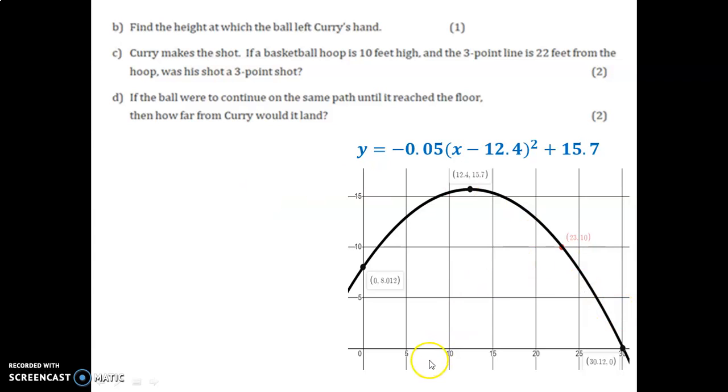Here's a graph just to help us visualize that. This is the point we want here because he's going to shoot from here, it's going to reach this maximum here, and then hopefully go in the basket here. So we're going to find the y-intercept by setting the x equal to 0. That's how we always find the y-intercept. We're saying the distance from him, x, is 0. So solve this.